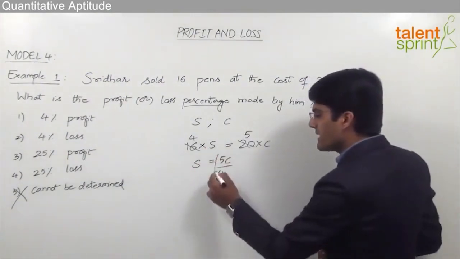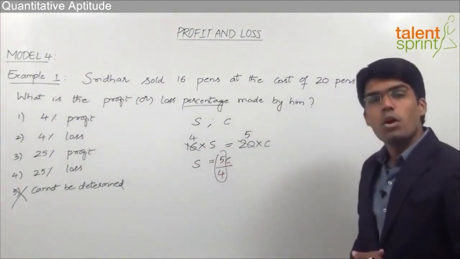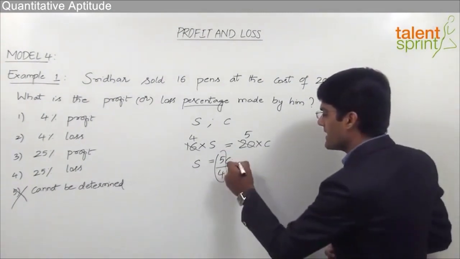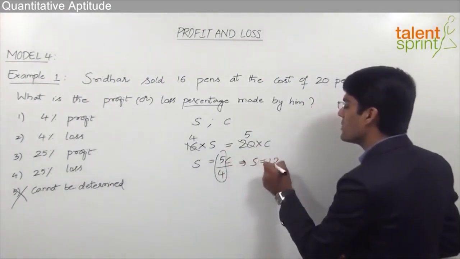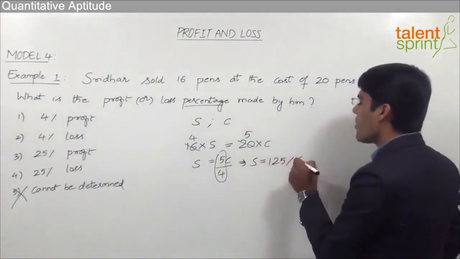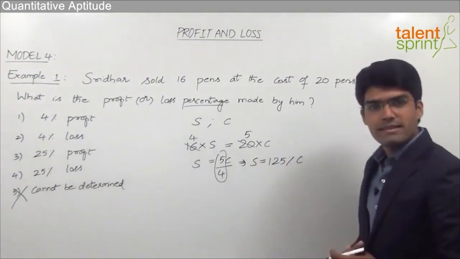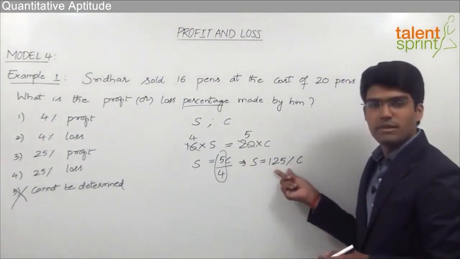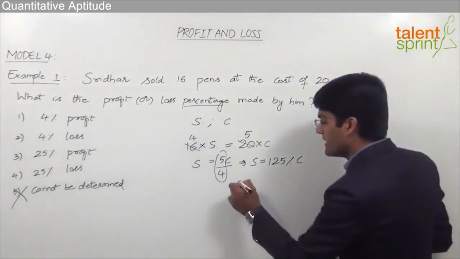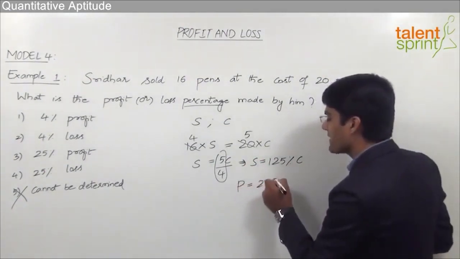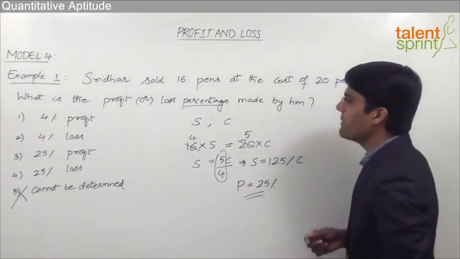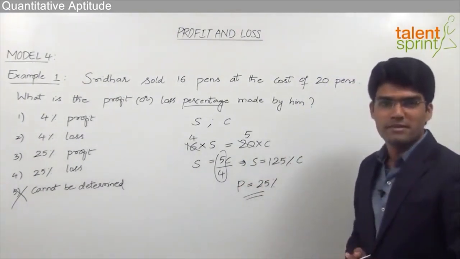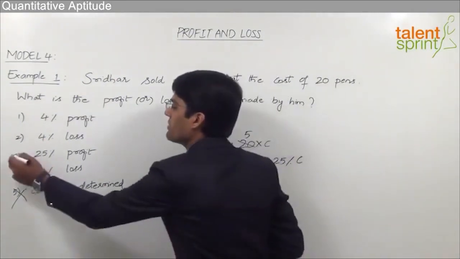Now we very well understand that 5 by 4 is nothing but 125%. So we can say that the selling price here is equal to 125% of cost price. And as per our discussion in model 1, we know that if the selling price is 125% of the cost price, the profit is equal to 25%. So we can say that the profit made by Sridhar here would be 25%. So the correct answer is option number 3.